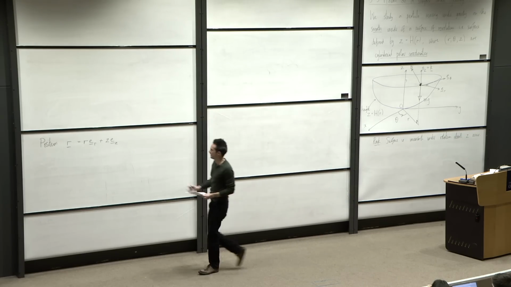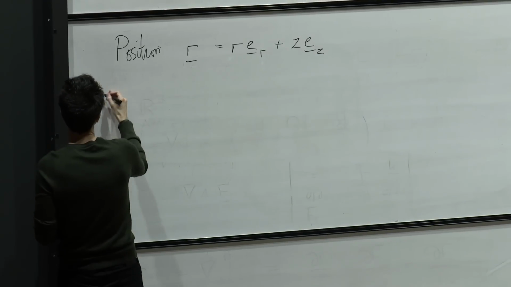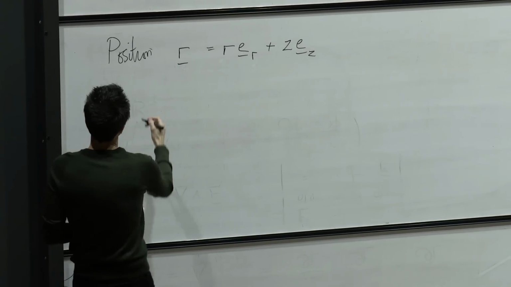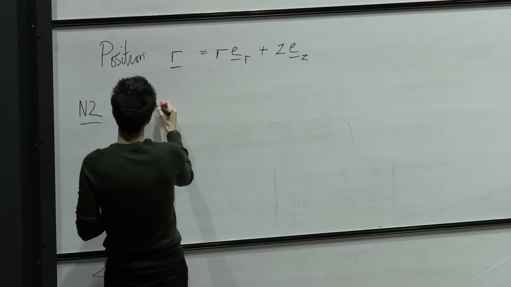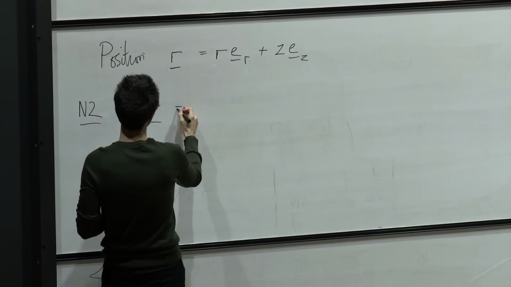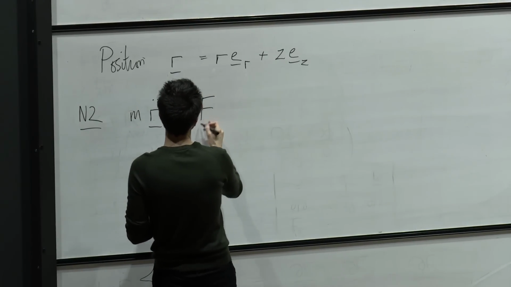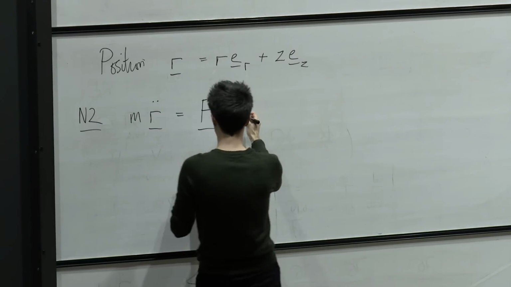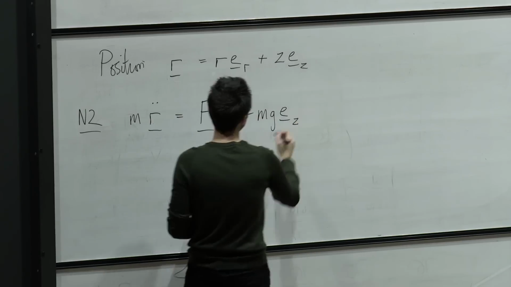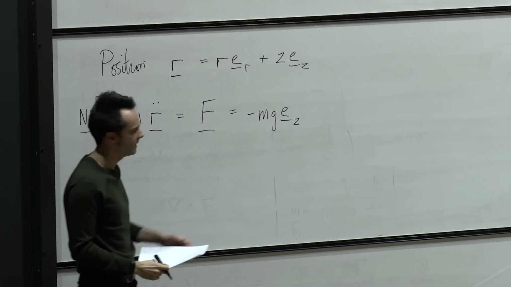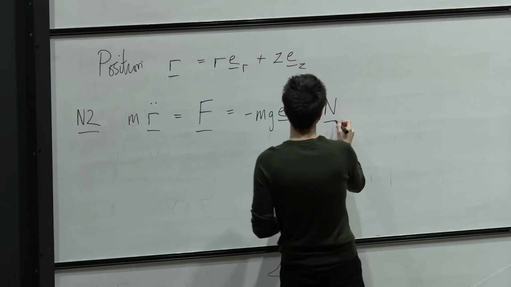Okay, so we can now write down Newton's second law for the particle. The mass of the particle, little m, times acceleration, vector r double dot, is the total force acting. That's vector F. And there are two forces. There's gravity, so that's minus mg times Ez, and then plus the contact force N.